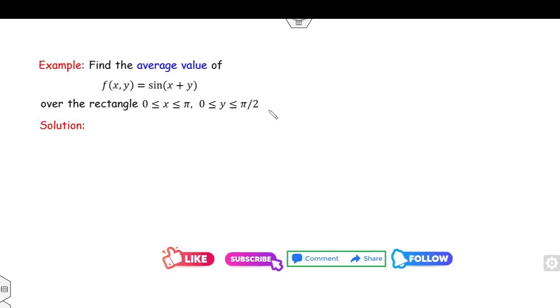Find the average value of this over the rectangle. So firstly find this rectangle. This is x equal to pi, y is equal to 0, y is equal to pi over 2. This is my region R.